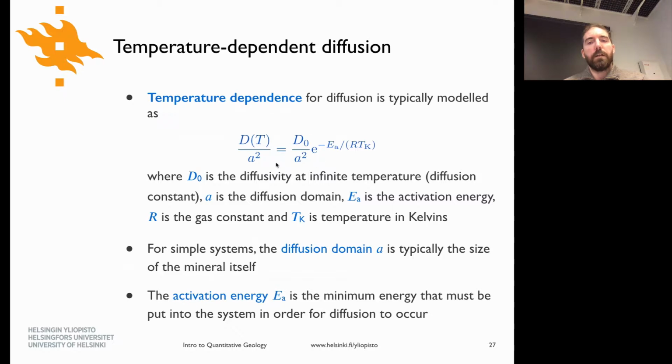So in terms of finding the solution for this or getting an idea of how this diffusivity varies, it's often solved in this form, where the diffusion constant as a function of temperature is divided by A, which is the diffusion domain. It's often the size of the crystal, if you wanted to think about it that way. It's basically how big is the crystal, although for some systems it gets a little bit more complicated. And that's related to the diffusion at infinite temperature, so that's what the D0 is. And then some terms here like the activation energy and temperature at which the mineral is being held. So that determines how fast diffusion will occur.